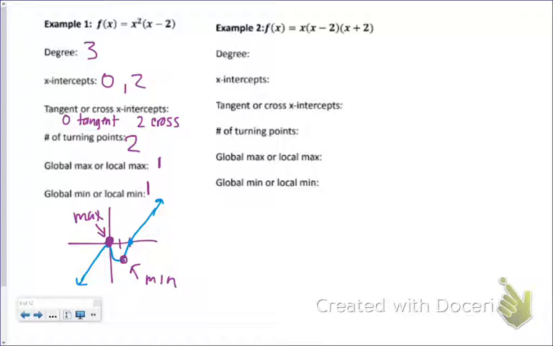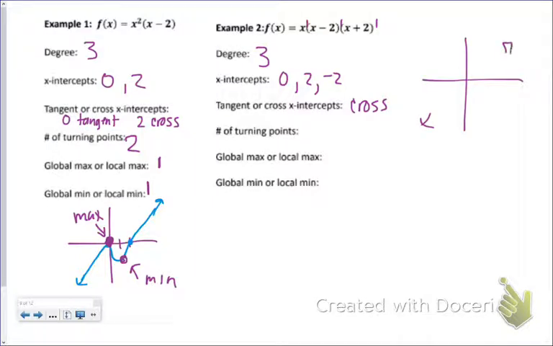All right, let's try example 2 here. This is also third degree because all of these are to the first power. My intercepts are 0, 2, and -2, and it is going to cross at all 3 of those places. Now I'm going to do a rough sketch here. End behavior is the same. 0, 2, and -2. I'm going to cross, cross, and cross. So because I have to cross through all those points, that gives me a local max and a local min. So I have one of each, and I probably should have specifically said right there those were local. And this graph has 2 turning points.